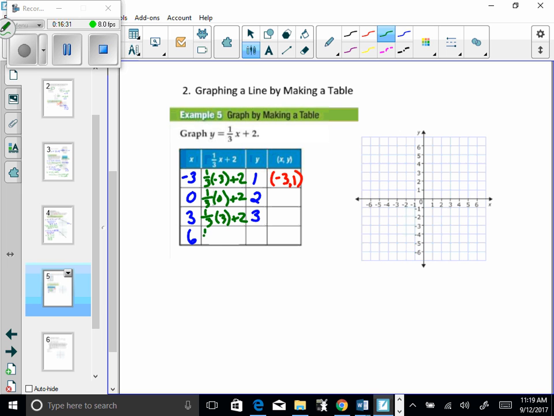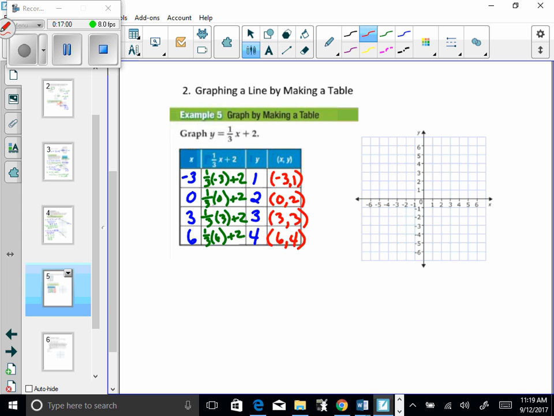And then I'm going to do 1/3 times 6 plus 2, which is equivalent to 2 plus 2, which is 4. Now, it's kind of coincidence that my outcome was 1, 2, 3, 4. That's just special for this equation. So it's not always going to be that way. But my second ordered pair would be 0, 2, then 3, 3, and then 6, 4. And I can plot those points on my coordinate plane and draw a line through them.